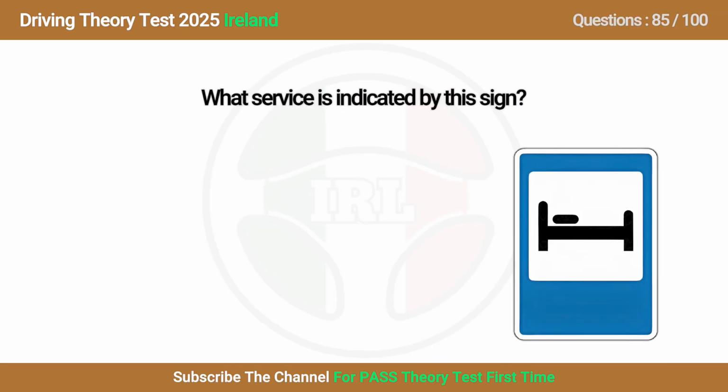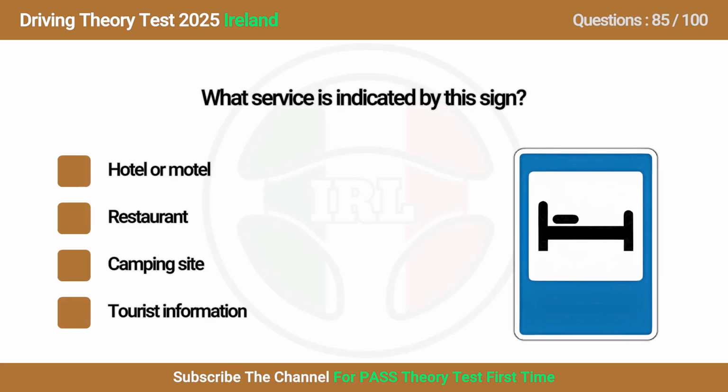Question 85. What service is indicated by this sign? A. Hotel or motel. B. Restaurant. C. Camping site. D. Tourist information.